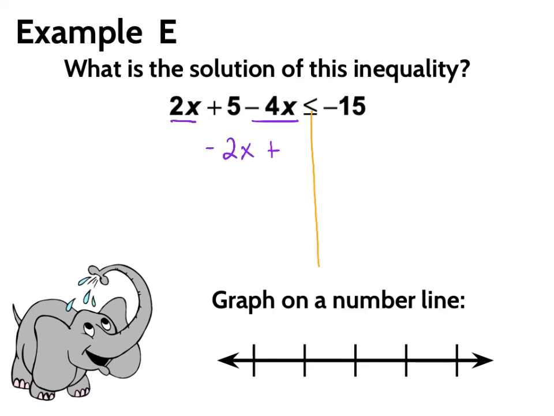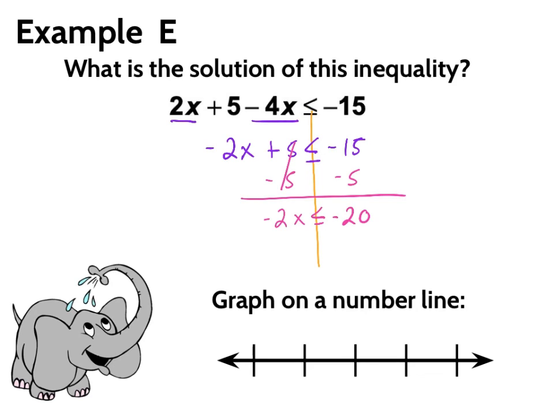Then bring down my positive 5, bring down my sign. I didn't do anything to the other side, so the sign is going to remain the same. And then bring down my negative 15. The next thing I'm going to do is get rid of my constant, so I'm going to subtract 5 on both sides of my inequality. These are going to cancel. Bring down my negative 2x, bring down my sign, which is going to remain the same because I didn't do any multiplying or dividing by a negative. Negative 15 minus 5 is going to be negative 20.